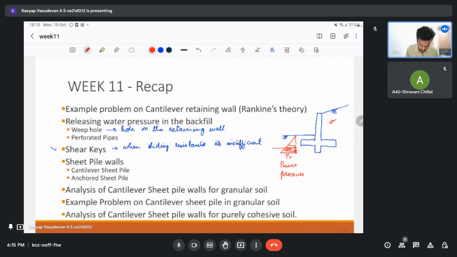So at this depth, the shaded region will be acting, this will be Pp, the shaded region will be acting on this particular face, and that will act as our resisting force. So in our factor of safety, this component will get added in the numerator so that our factor of safety increases. Okay, so after that we moved on to sheet piles.